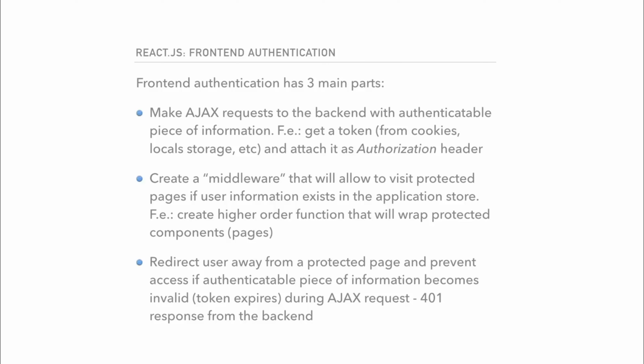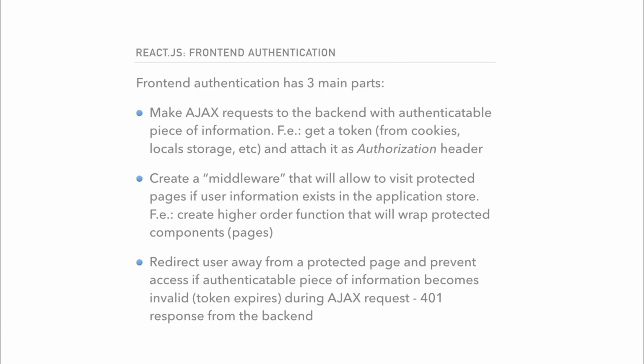Hello guys, in this video we will do front-end authentication for our project. Front-end authentication has three main parts. First, I'm going to make AJAX requests to the backend with an authenticatable piece of information, for example, a token from cookies or local storage, and we're going to attach that token as an authorization header.